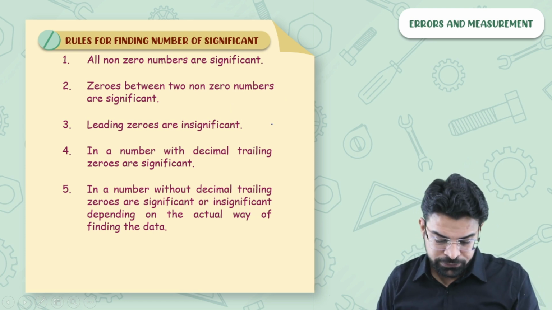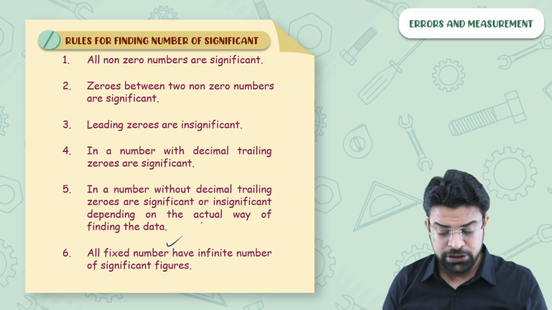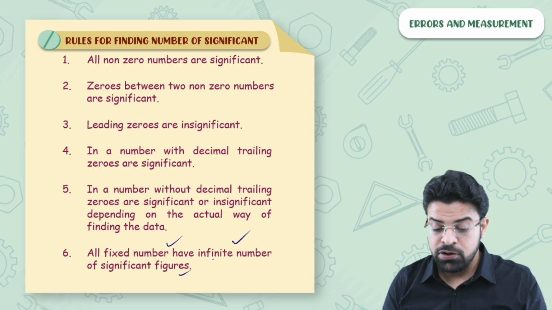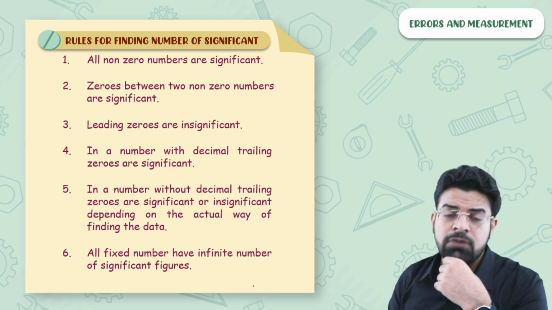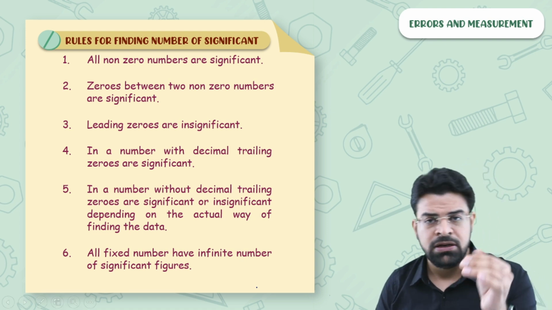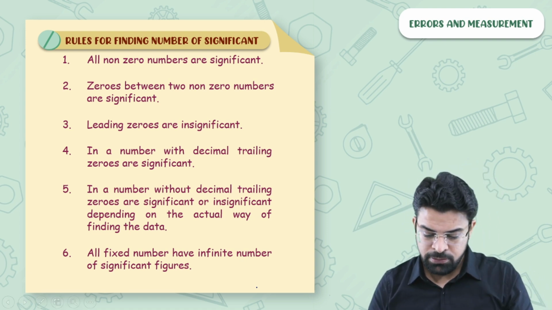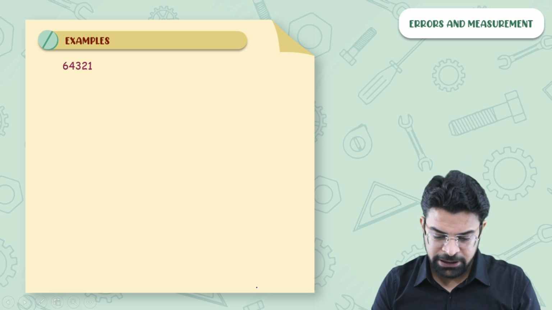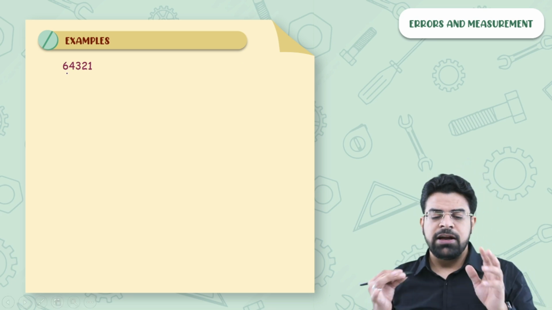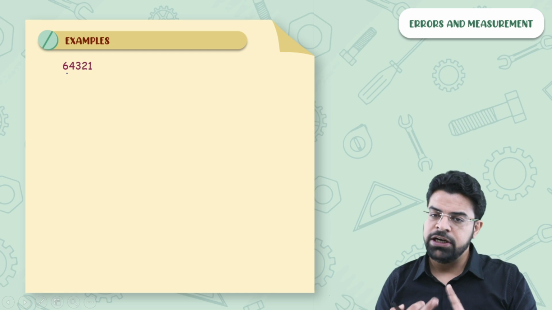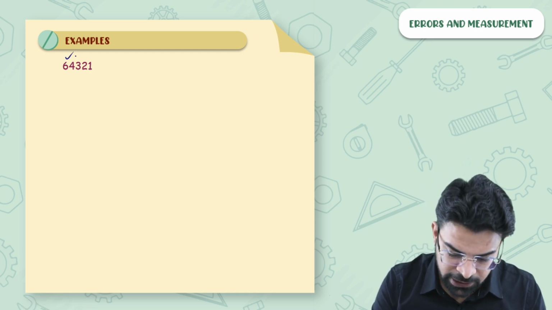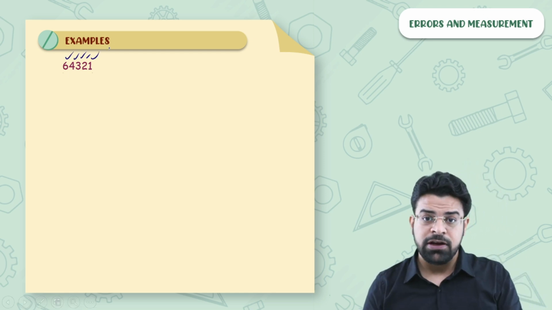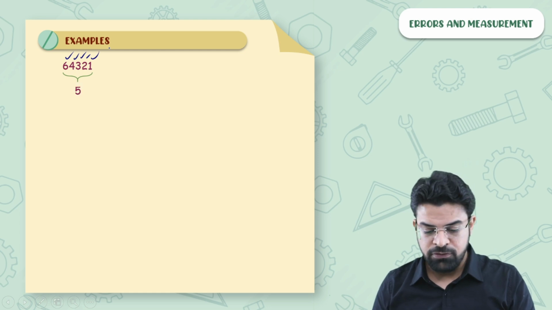Let's move on. All fixed numbers have infinite number of significant figures. So what do you mean by all fixed numbers? Let's see with some examples. But first of all, let's practice this. How many significant figures are there in 64321? You will say, sir, all the 5 digits are significant. Hence the number of significant figures is 5.